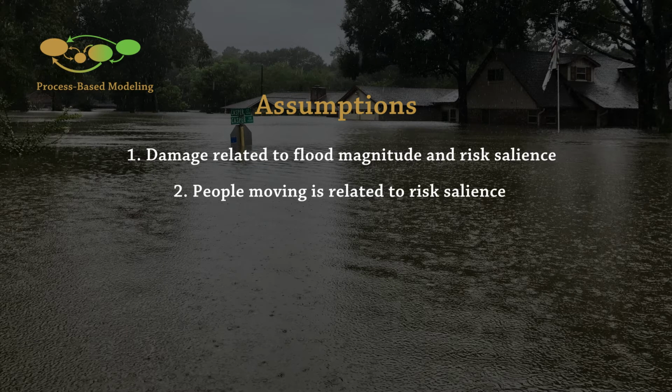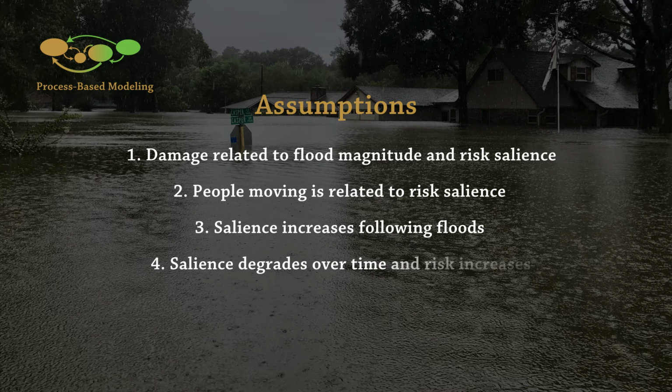And third, as indicated earlier graphically, community awareness of risk increases immediately following floods, and without floods, risk gradually increases as community precautionary measures slowly degrade. In other words, the salience of floods has declined.